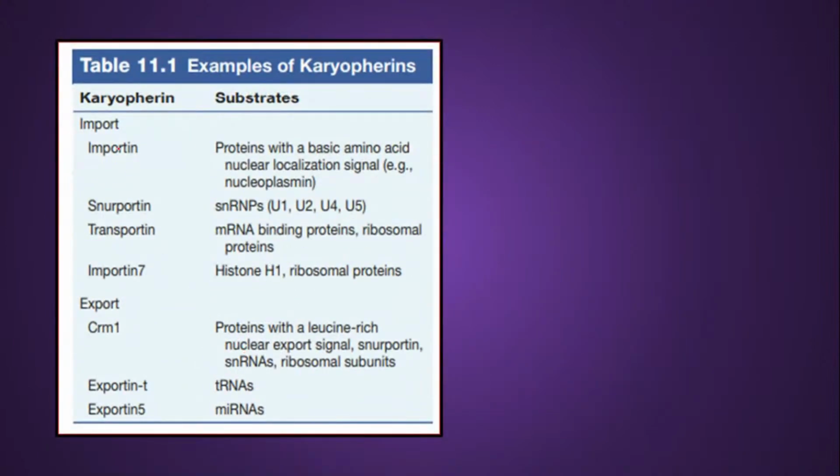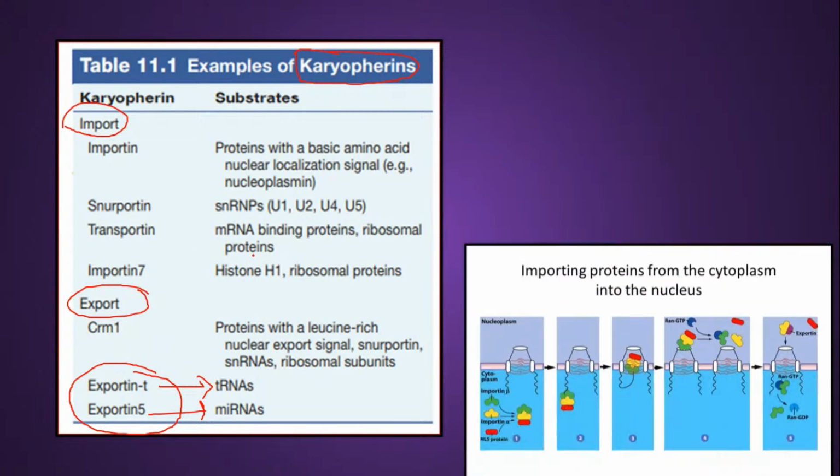As you can see, the proteins that are responsible for both import and export in and out of the nucleus are known as karyopherins. Okay, so from here you will find out that exportin T and exportin 5 are the two proteins responsible for the transportation of tRNA and the microRNAs respectively. Correct? So this is the proof for the other statement.